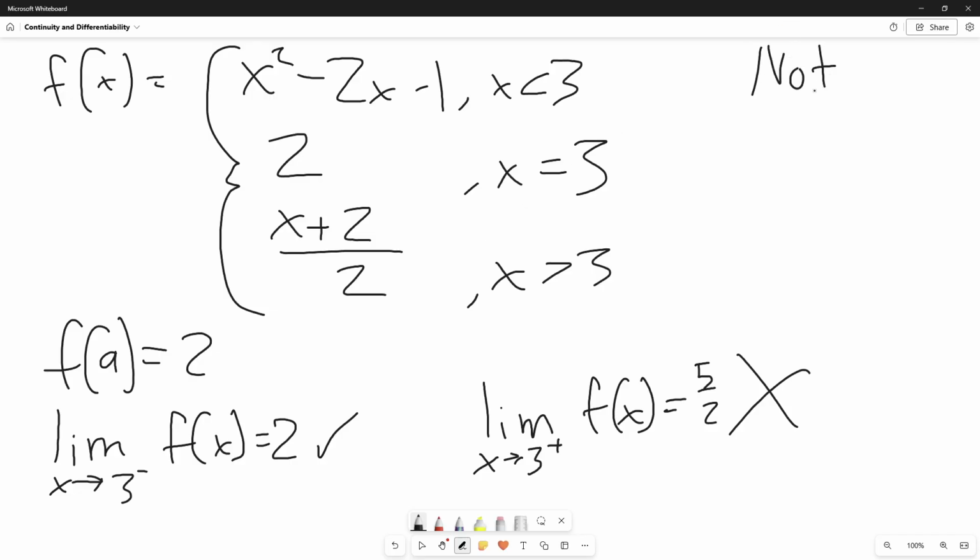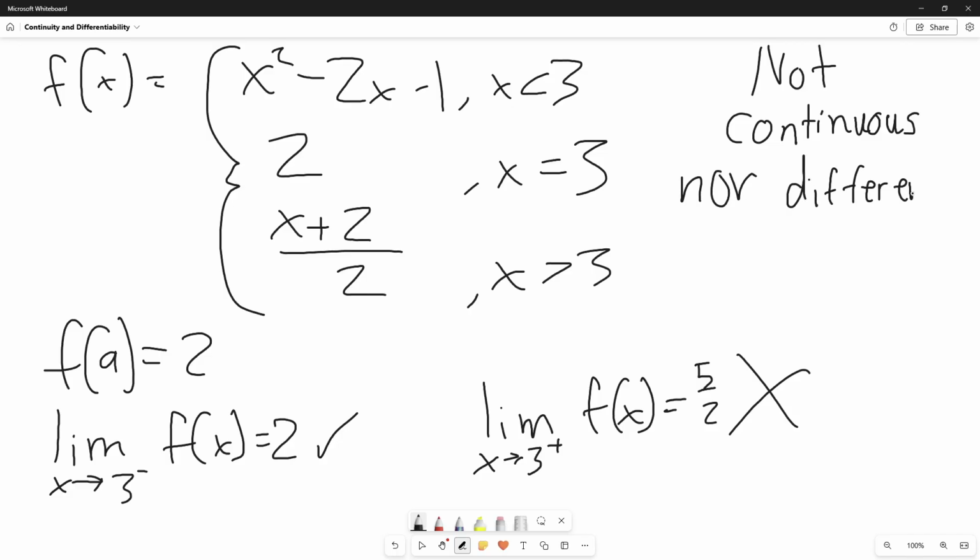I can write that down. But what about the differentiability? Like I said at the beginning and multiple times before, for a function to be differentiable at a point, it needs to be continuous at that point. And since for this function, it's not continuous at x equals 3, it is not differentiable at x equals 3 either. So it's neither continuous nor differentiable. So yeah, that's how you explain the continuity and differentiability of this function.